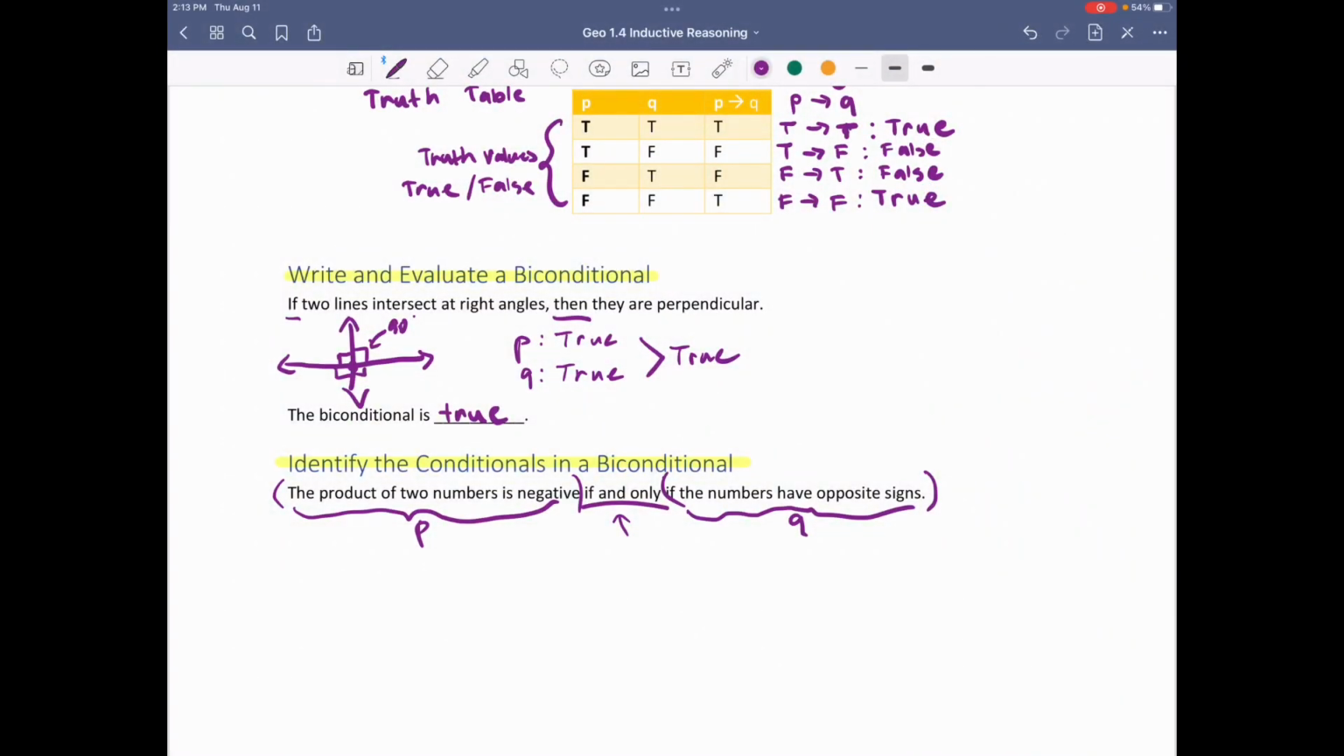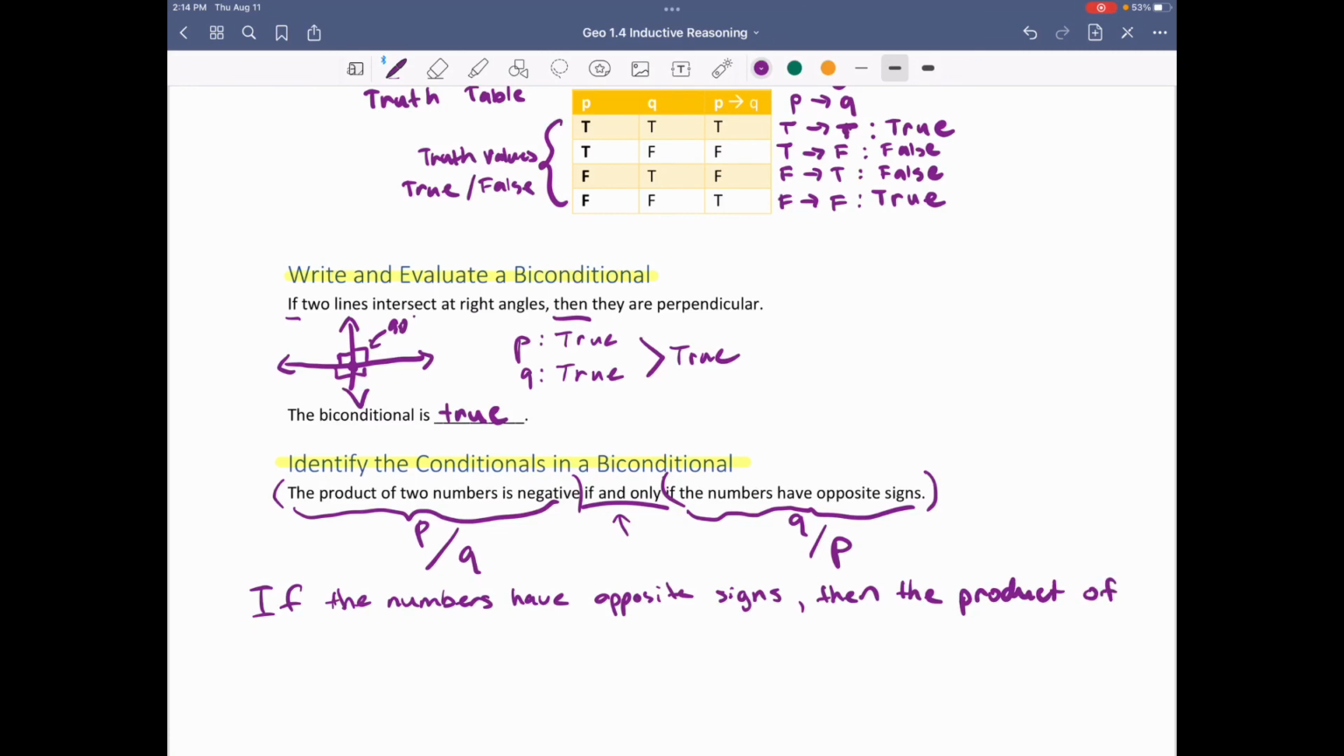Now for this statement, you can notice that we could also switch the P and Q. This could also be our Q, and the second part can also be our P. So when we're writing our statement with the if and then, we could say that if Q, which is the numbers have opposite signs, then the product of the two numbers is negative.